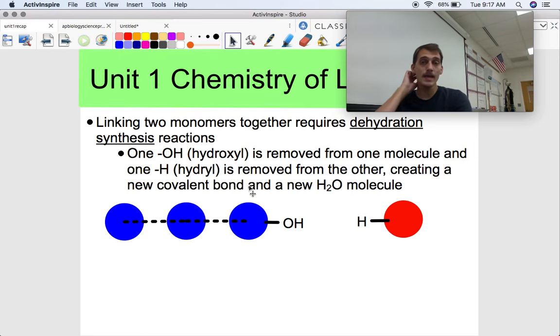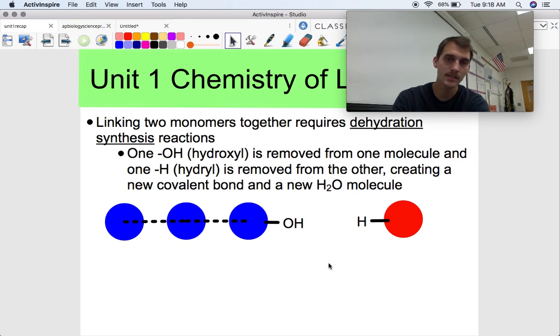In order to make a polymer, it requires a type of reaction called dehydration synthesis, linking two monomers together. How this happens is that one hydroxyl group, or an OH, is removed from one molecule, and one hydrogen, or just an H, is removed from the other, creating a new covalent bond and a new H2O molecule. So let's say I have the start of a polypeptide over here. There are three amino acids there, and there's an OH on one side. And then here's another amino acid that I'm trying to link to these other three, and this has a hydrogen.